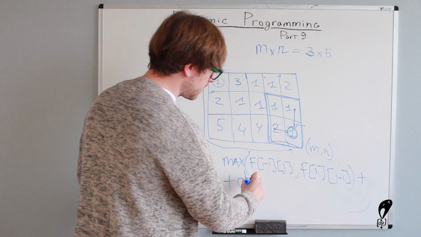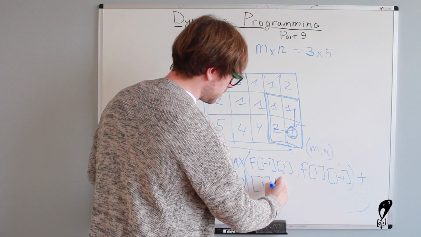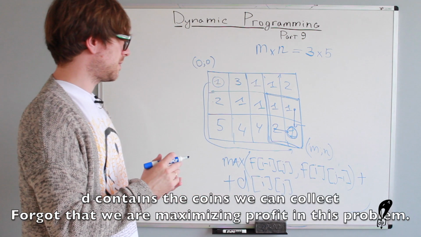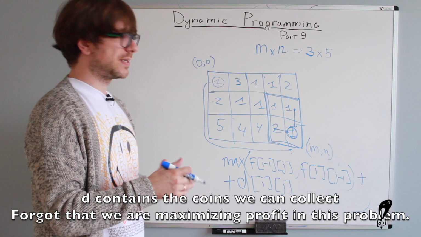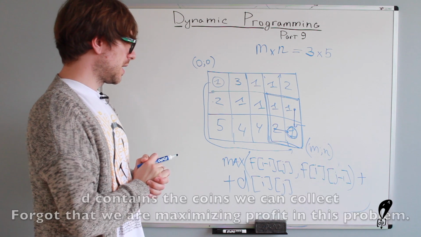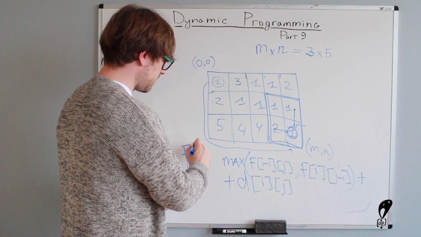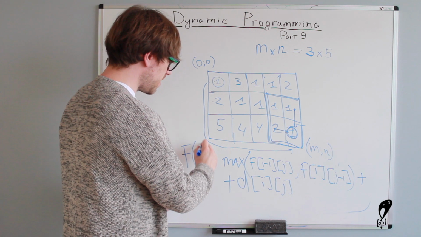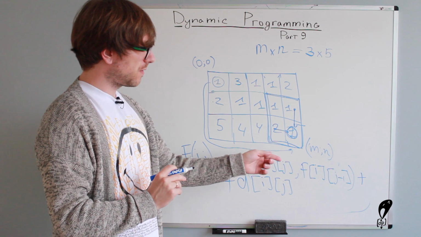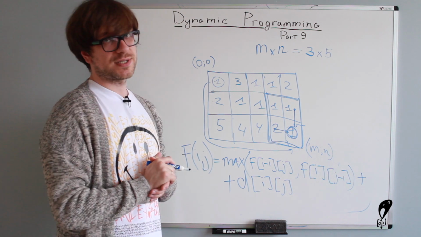some d of i, j. So d denotes current prices, the current cost to get to a certain cell. So this is basically the transition function. So the f of i, j equals maximum of f of i minus 1, j and f of i, j minus 1, plus the price to jump to the current cell.